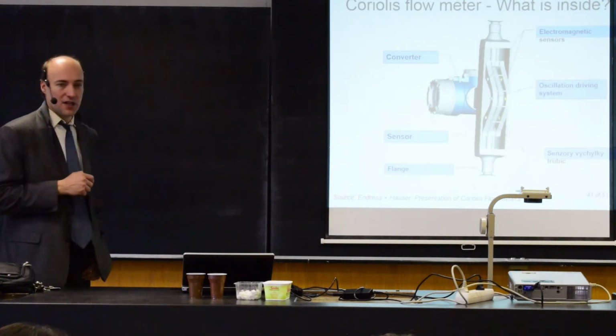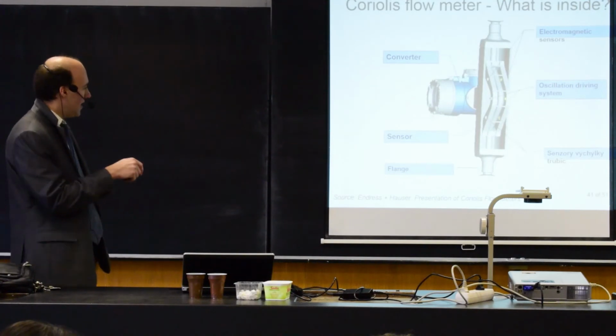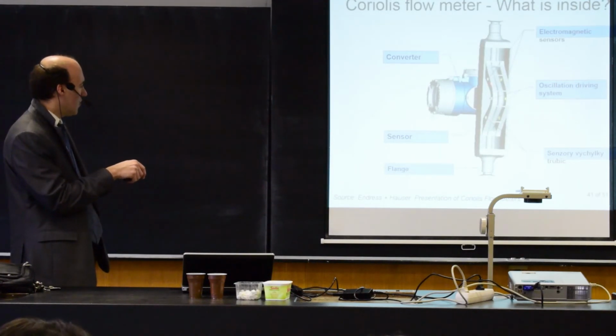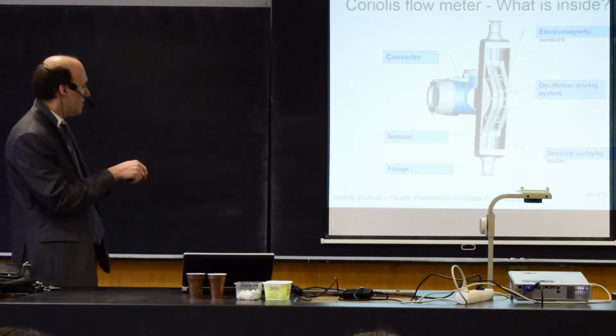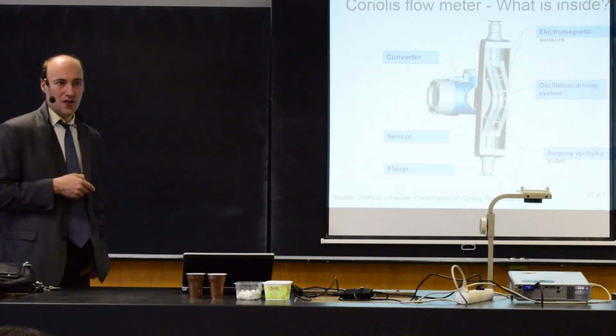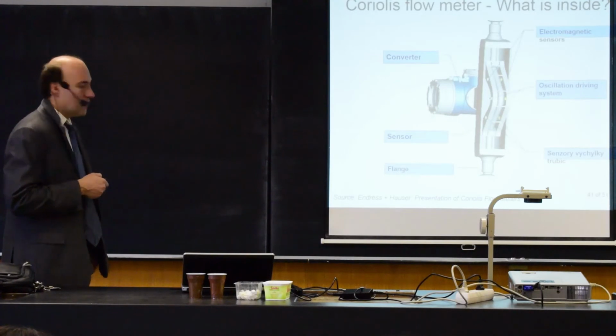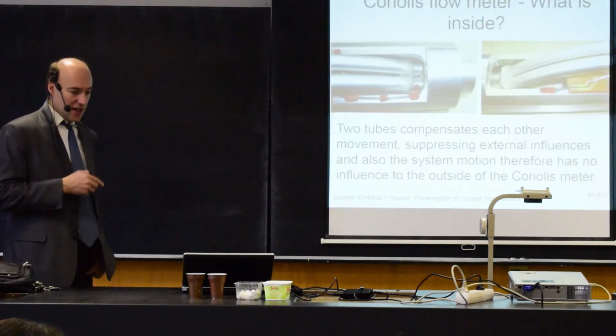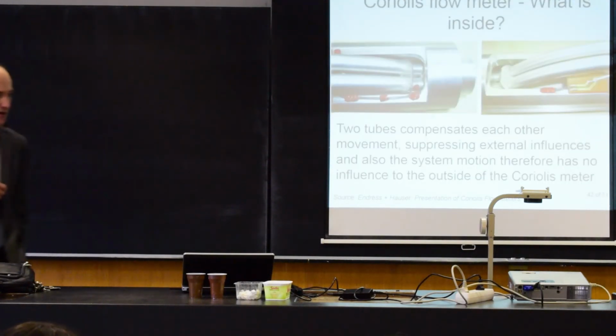Typically those are inductive sensors. Then you look for the phase shift between the signals, and this gets converted into the flow rate. As we have seen, the Coriolis flow meter gives you directly mass flow, and it can also give you the density of the liquid.